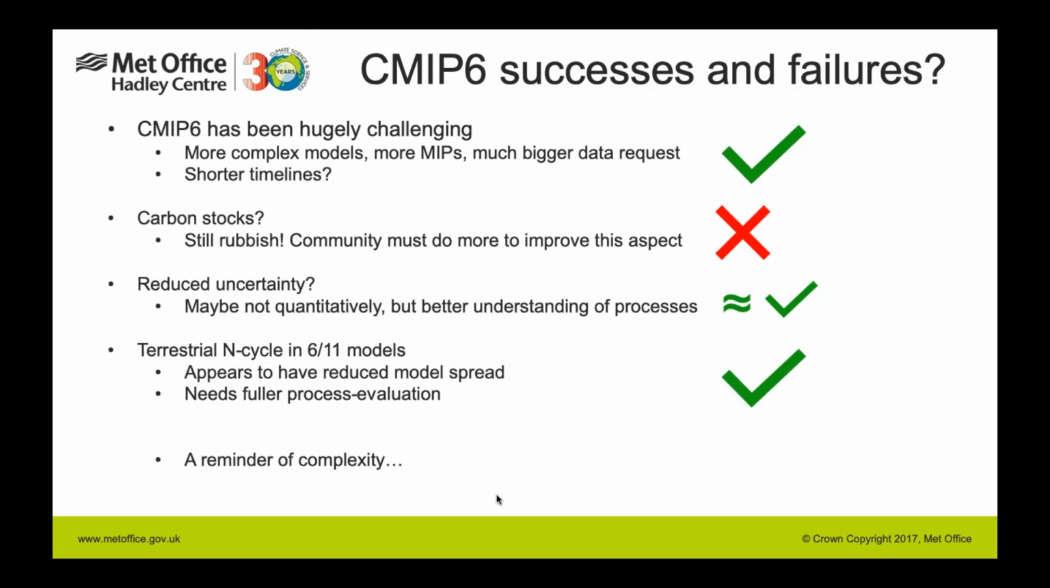Okay, so overall, what's been a success and what's not? CMIP6 has been hugely challenging. It's been a big step up from CMIP5, more complex models, more MIPs. Every time you move, somebody comes up with another MIP, including the carbon cycle guys. There's been a much bigger data request. It's been hugely complex, and it certainly feels in the UK like the timelines to deliver it are shorter. So I think getting anything at all out within CMIP6 and the IPCC publication deadlines has been a really major success. So a big debt of gratitude to everybody who's been working on this.